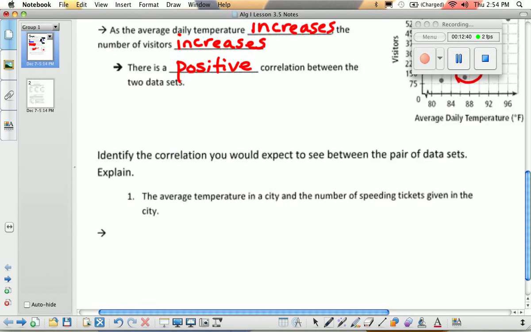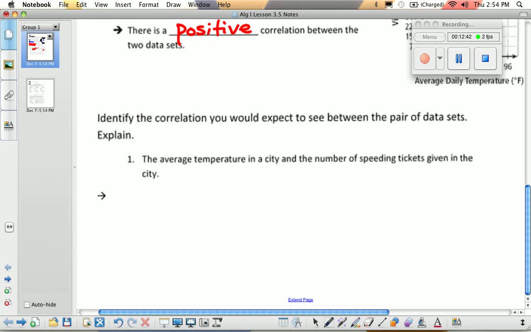Okay, then let's move on to identifying correlation. Here we don't have any graphs. Let's just see if we can do it without a graph. Identify the correlation you would expect to see between a pair of data sets. So in other words, is it positive correlation, negative correlation, or no correlation? And then explain. In other words, why do you say that?